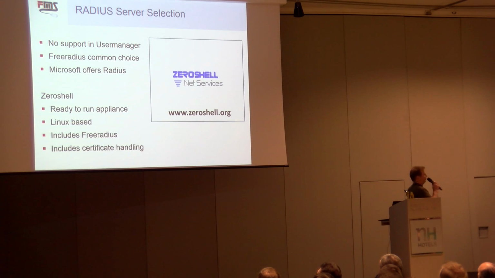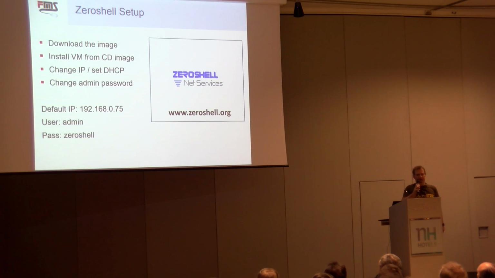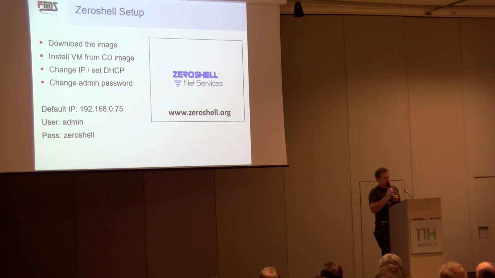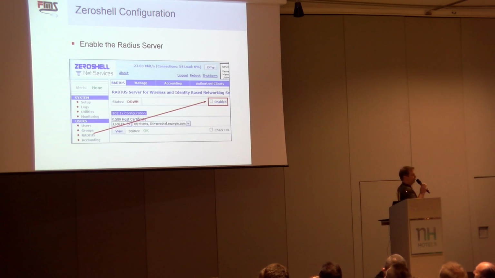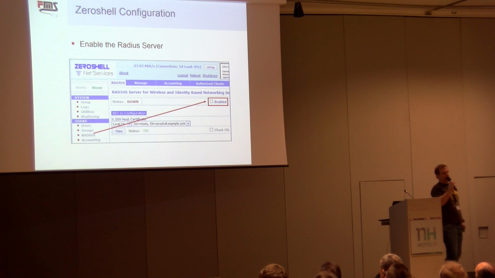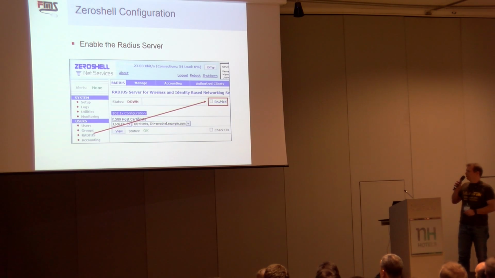And of course, there's FreeRADIUS and there are lots of other vendors. But I want to introduce a very easy to set up and free to use appliance, which is called ZeroShell. It's ready to run. You can simply download it, and it will just take you a couple of clicks to have it running. And once you have it running, there are just 3 things you have to do. You have to enable the RADIUS service on it. That's done here.